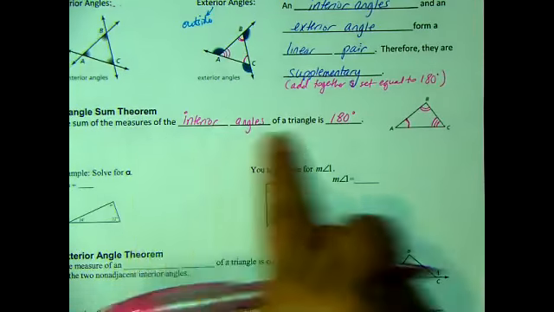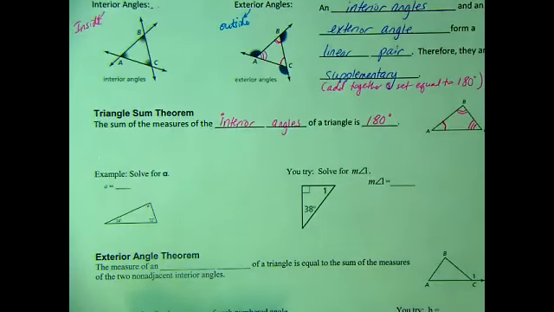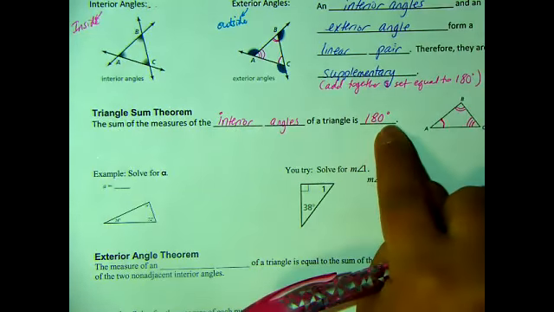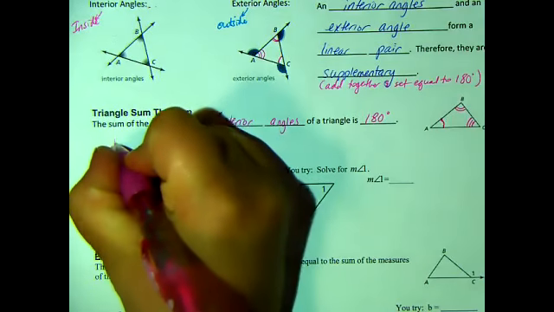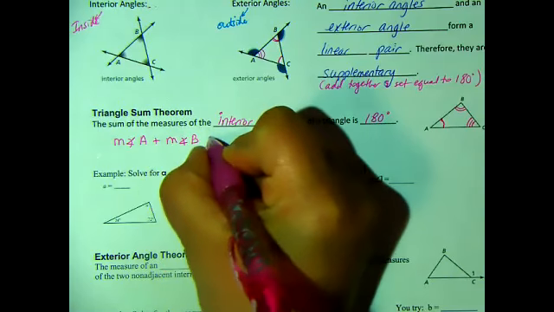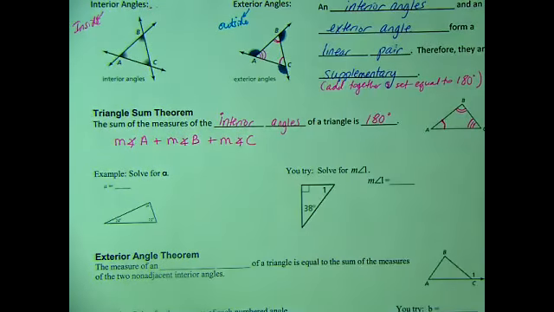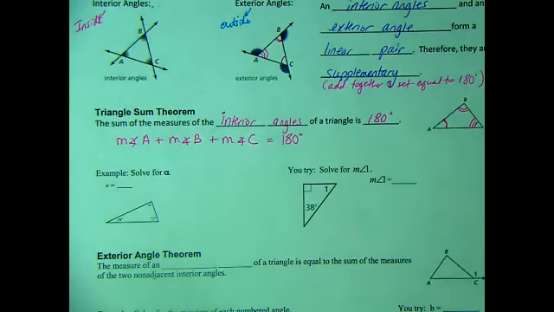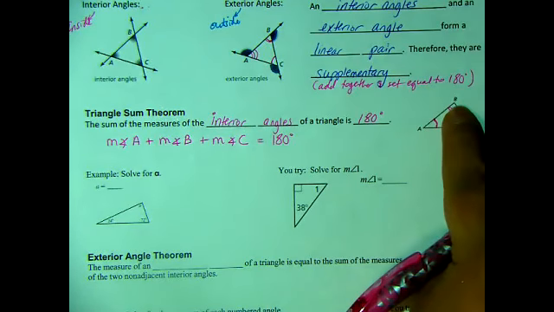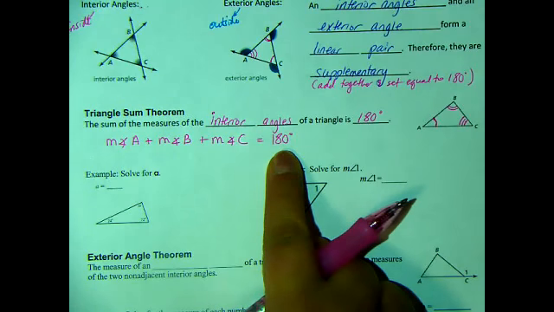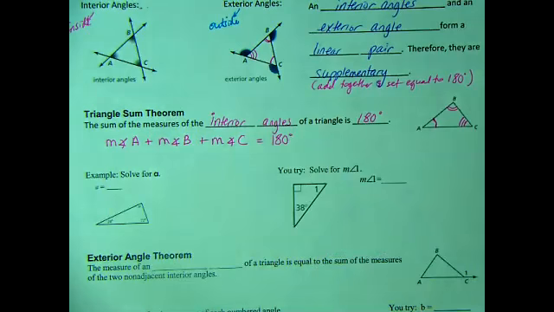Okay, so that means I can take this theorem and actually set up an equation, because if the sum of the interior angles is equal to 180 degrees, there's always an equation that can be set up where if I add the measure of all three angles of my triangle, it's going to equal 180 degrees. So I can take the measure of angle A plus the measure of angle B plus the measure of angle C and set it equal to 180 degrees, because the theorem tells me that that's always going to be true.